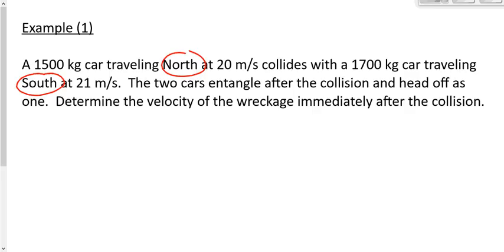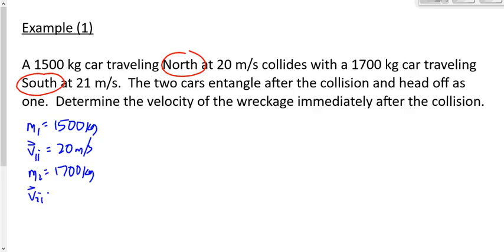Let's write down some givens here. We're going to say that M1 is equal to 1,500 kilograms. V1I, that's the initial velocity of object number 1, is 20 meters per second. It's to the north, so we're going to make it positive. M2 is 1,700 kilograms, and V2I is negative 21 meters per second. Negative because it's to the south. I didn't forget to write down the negative because I've got north and south circled to remind me to remember the negatives and positives. We're looking for VF.